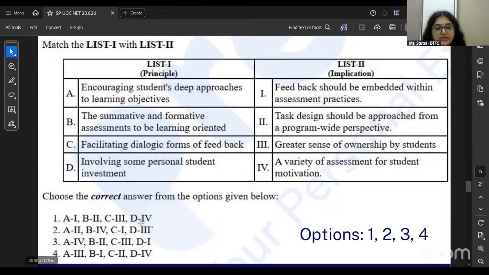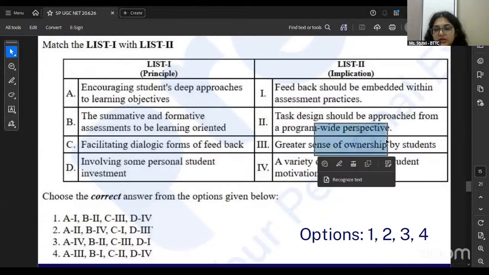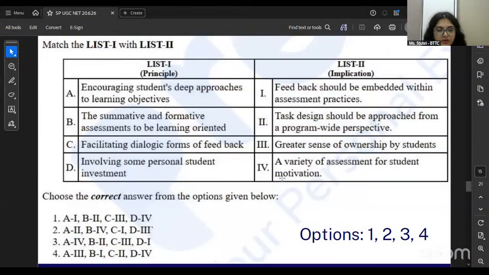What I was trying to say was yes, A is matching, encouraging students' deep approaches to learning objectives, with a variety of assessment for student motivation. And then B was definitely matching with task design should be approached from a program wide perspective. And then the others I'd already figured out. So my suggestion is you find out the most obvious matching pairs so that it's easier for you to get your option out of the given options and also make sense of the other options.